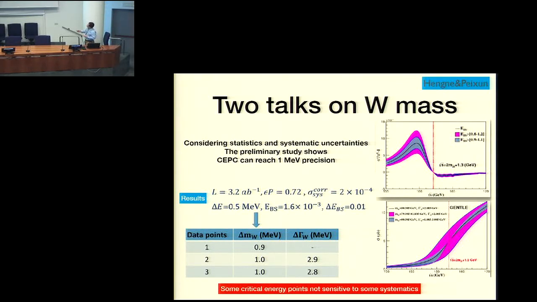This is a different data taking strategy. We can reach different kinds of precision. More or less for the W mass, the precision is about 1 MeV, and for the width of the W it is about 3 MeV. Two very interesting points are here. At some points, some kinds of systematic error are not very sensitive to our result. So in our strategy, we tend to do the data taking at these kinds of points.